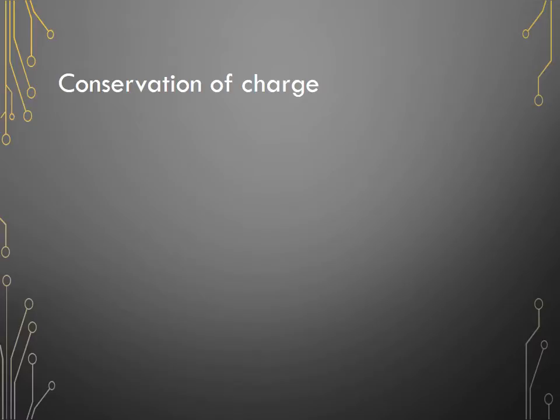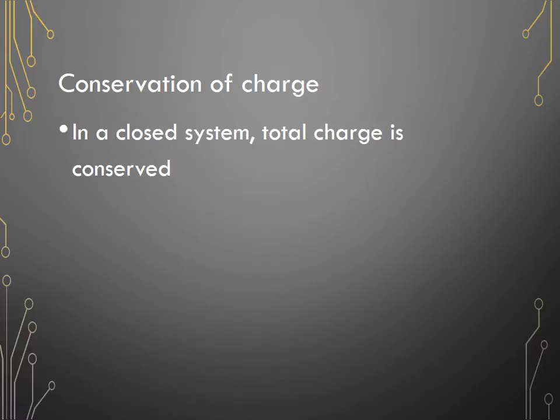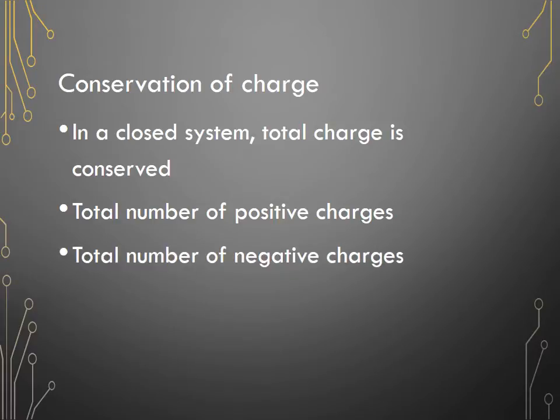Conservation of charge. We've talked a lot about conservation laws. Remember, they always apply in a closed system. So here, in a closed system, total charge is conserved. Now, there's a couple of aspects to think about with this. Remember, charge is either positive or negative. So the total number of positive charges has to stay the same. You can't take a proton and make it magically disappear in a closed system. Same thing with your total number of negative charges. You can't actually turn an electron into anything else.